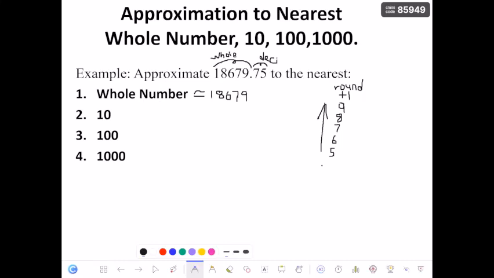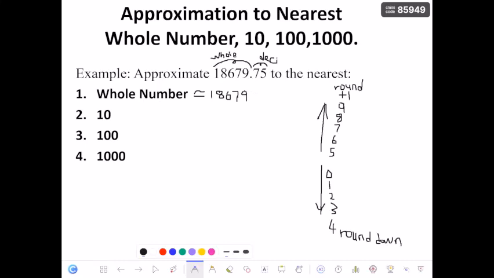These are round up. But if the digit goes below, something like 0, 1, 2, 3, and 4, these are round down. Round down means do not add anything, just leave it like that. So these are round down digits, you are not adding anything. So don't forget. Now 7 is in the rounding up area.